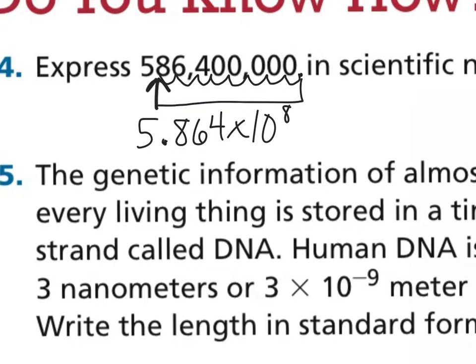We moved 8 places. It's a big number, so we need to multiply by a bunch of 10s to get it back to where it was. So this is scientific notation. Again, the number, how they wrote it originally, is called standard form. If they ever ask you about standard form, it's just how we normally write numbers.